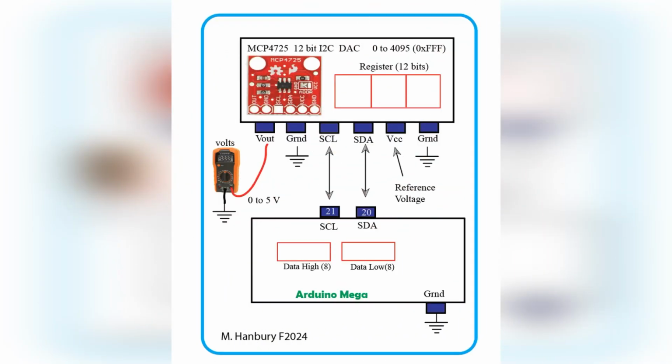So this is a diagram of how you'll be connecting the hardware. This is for the I2C 12-bit DAC, which is going to have a range of 0 to 4095, and in hex that's 0 to FFF. So it's 12 bits or 3 hex digits. Remember, in the software, the least significant hex digit of the second byte, we don't use it. So it has 2 bytes, a low and a high.